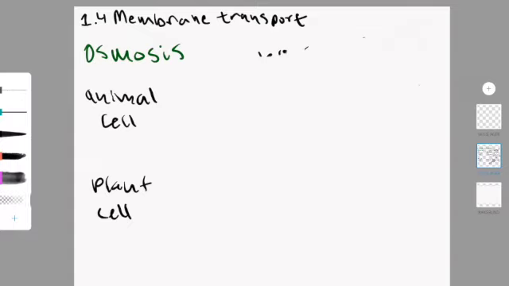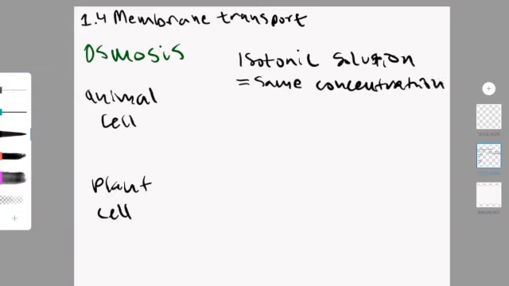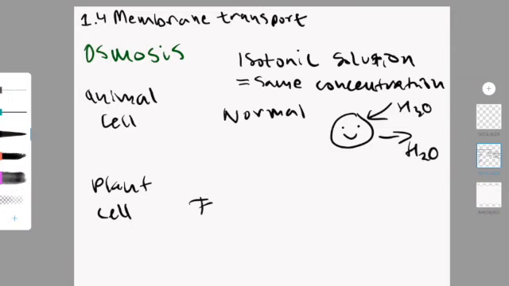Then there is an isotonic solution, which has the same concentration as the cell. For an animal cell, this just leads to the normal state of the cell. It's fine. There's H2O going in, H2O going out. It's equal, it's good.